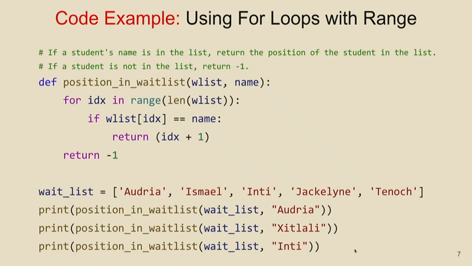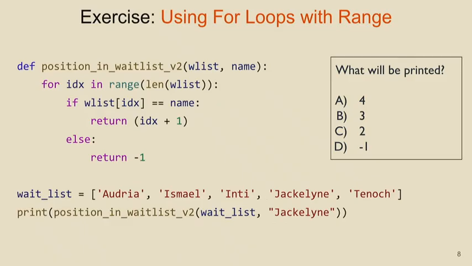What about Inti? What gets returned when we put in Inti? 3. Yes, sorry, I couldn't name the plane. But yes, 3. 0, 1, 2. Inti is at position 2 of the wait list, but then we return plus 1, so 3. Great.